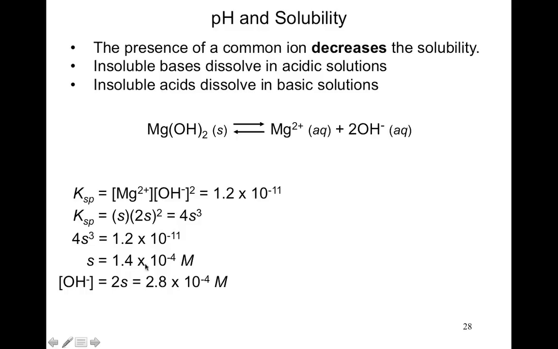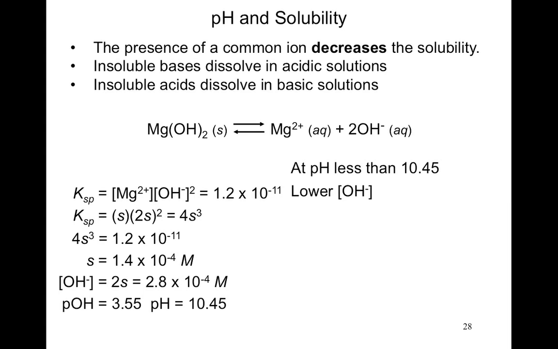And so if that's our concentration, then we know our hydroxide ions, because our hydroxide ions are 2S. So there's twice as many as S would be on its own, which is this S. So we just take 2 times that, and we get 2.8 times 10 to the negative 4th molar. We have a hydroxide ion concentration. From that we can solve for pOH and pH, very straightforward stuff.